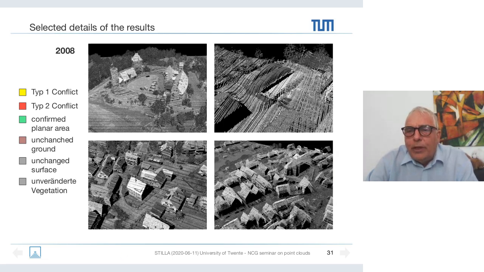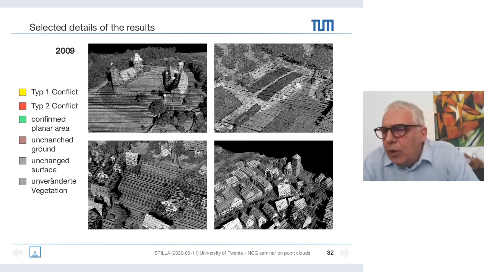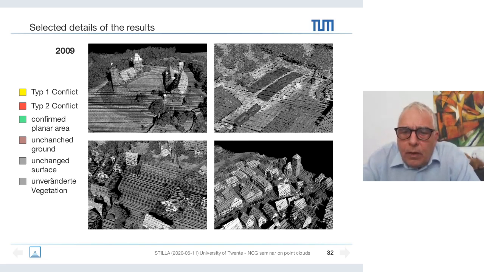When we go into a little more detail, we can see four patches which are selected. This is the 2008 situation. Have a look at this area in front of the castle, at the houses here, and also at this area. When we go to the next slide, we have the same patches taken one year later. And the question now: what has changed?